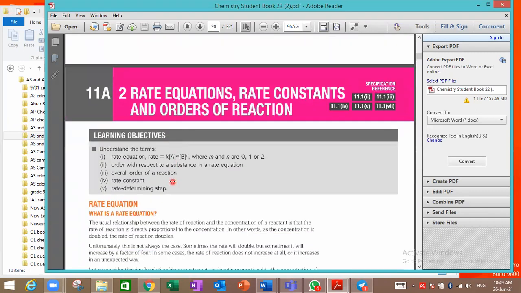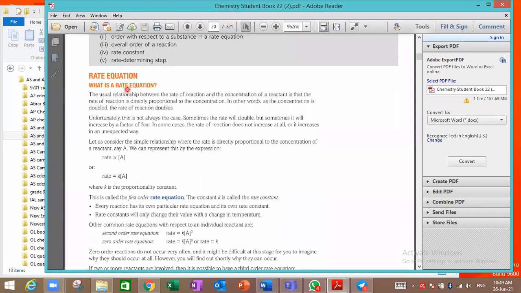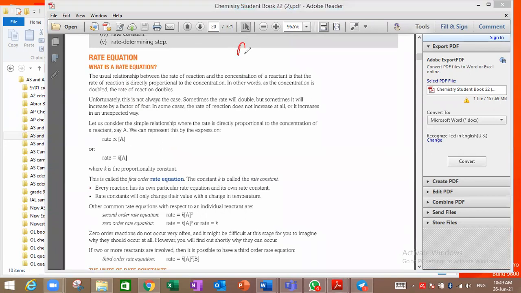Now we come to something called the rate equations, the rate constants, and orders of the reaction. Now, what is the rate equation? The rate equation is an equation that gives us the relationship between the rate of the reaction and the concentration of the reactants. So here, if we have a reaction like this, A gives B, we only have one reactant.